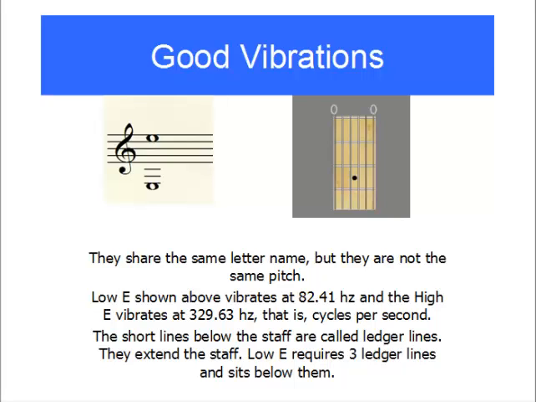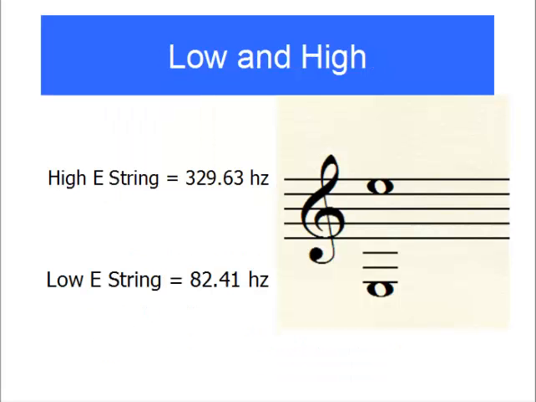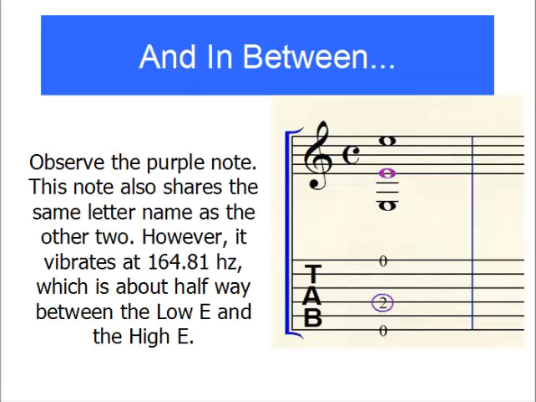The short lines below the staff are called ledger lines. They extend the staff, and as we described in the last frame, there's 3 ledger lines and the E sits below. Now look at the difference between the low string and the high string. Look at the difference in how they vibrate. The purple note is a note that vibrates in between those 2. That's vibrating at 164.81 Hertz, which is about halfway between the low E and the high E.